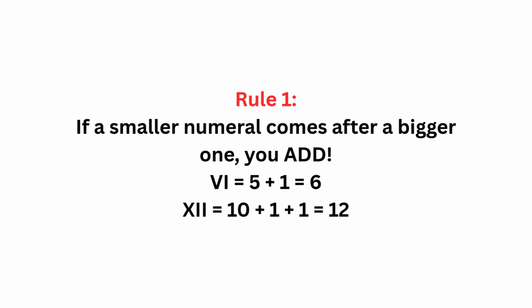Rule number 1 in the order of Roman numerals. If a smaller numeral comes after a larger numeral, you add. For example, VI: 5 plus 1 equals 6. V is larger than I. XII: X is larger than I, so 10 plus 1 plus 1 equals 12.